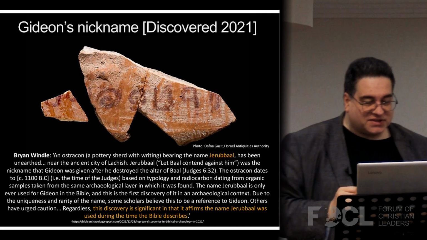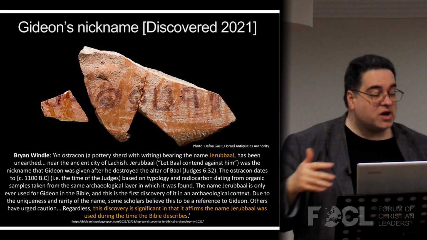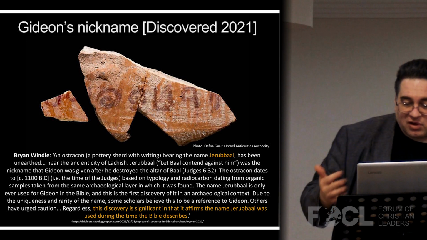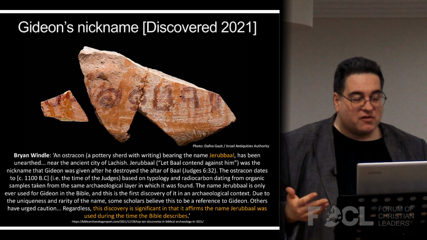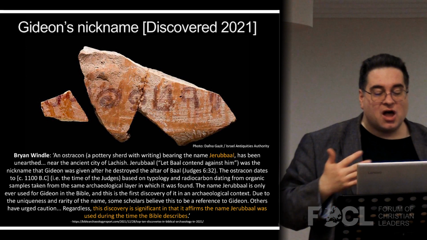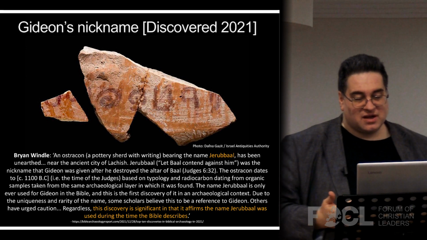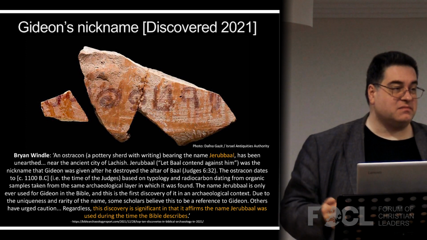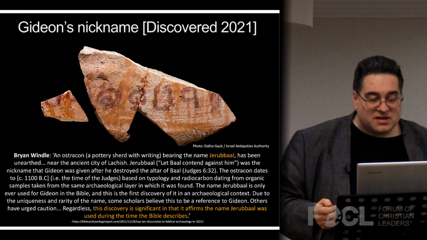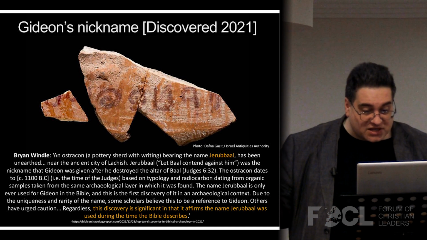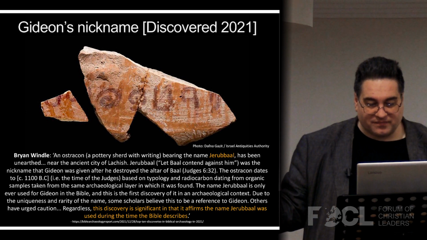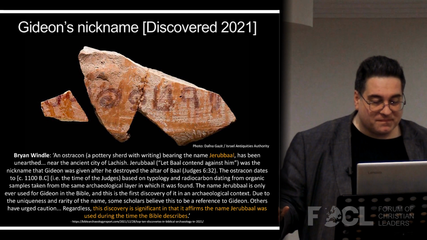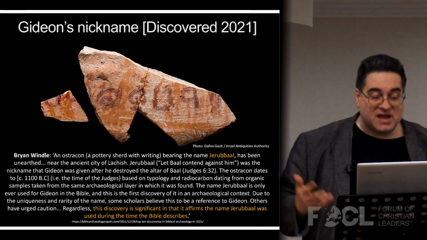The ostrakon dates to about 1100 BC, i.e. around about the time of the Judges, based on typology and radiocarbon dating from organic samples taken from the same archaeological layer in which it's found. The name Jerubbaal is only ever used for Gideon in the Bible, and this is the first discovery of it in an archaeological context. Due to the uniqueness and rarity of the name, some scholars believe this to be a reference to Gideon.